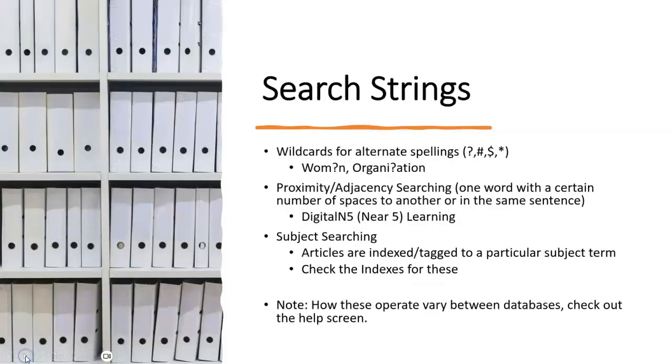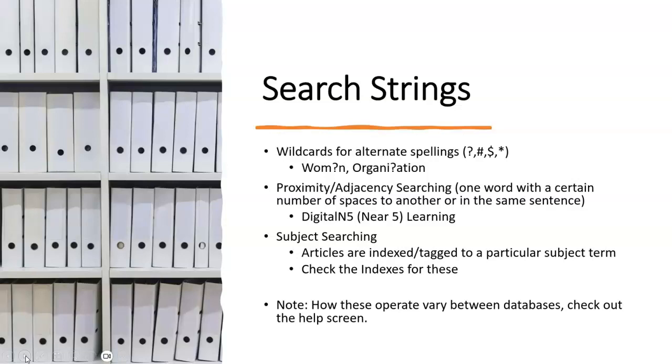Now, other search strings include wildcards for alternative spellings. For example, wom?n will find women spelled with an E or an A, or organization, the variants with S or with Z, and it depends on the database you're using, which uses different symbols for that. There's also proximity or adjacency searching, so one word within a certain number of words of another or in the same sentence. For example, digital within 5 words of learning.